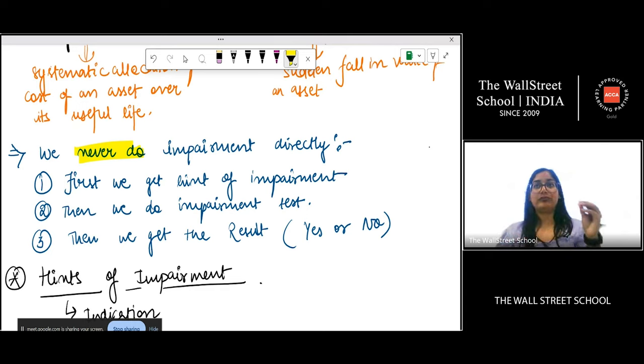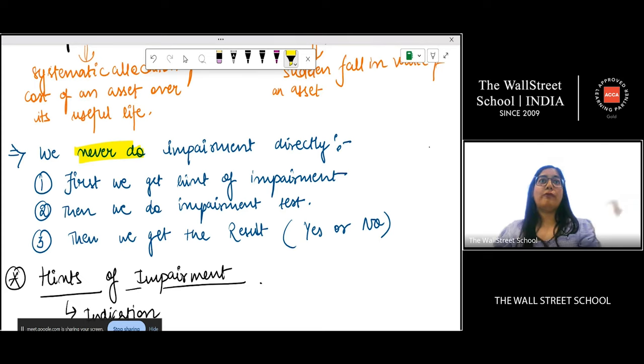But there are also some assets for which we have to do impairment testing every year. We'll be studying that in today's session itself. So for now, we never do impairment testing directly for any asset. First, we need to get an indicator. What do we mean by an indicator or a hint of impairment?